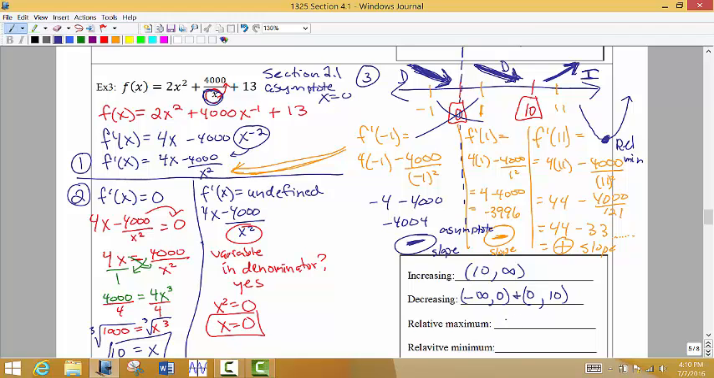So we have no relative maximums. Let's go ahead and write the word none so that that's really clear. But we do have a relative minimum, and it occurs when x equals 10, and I want to know what the y value of that point is. So how do I find that out?